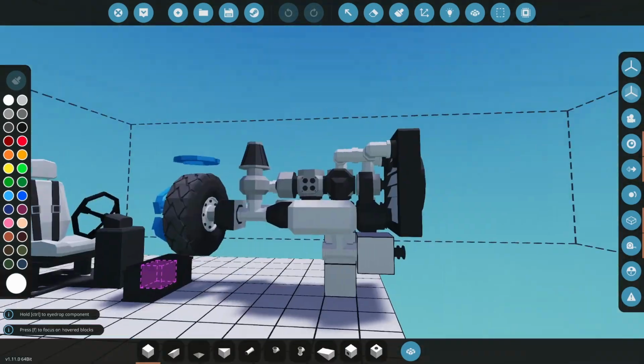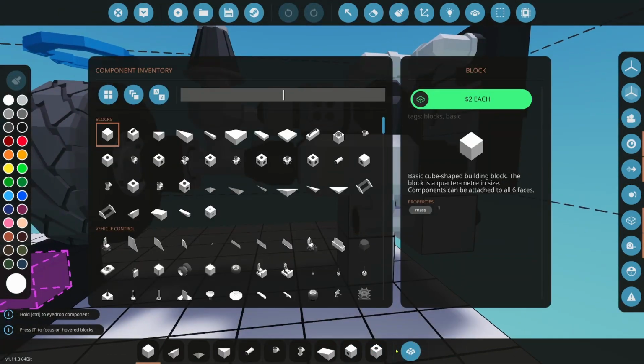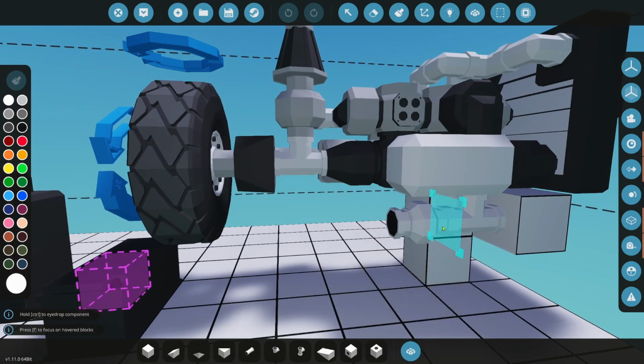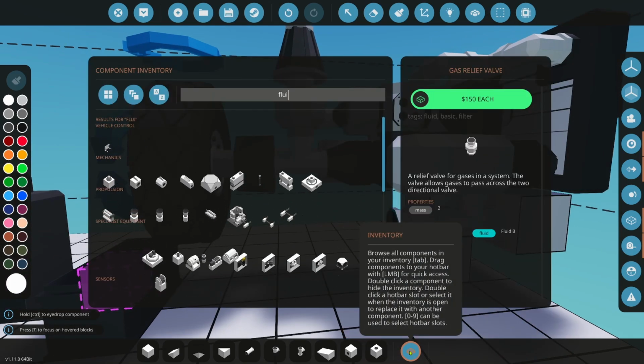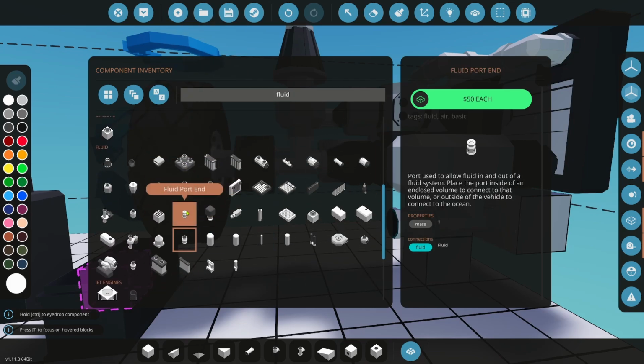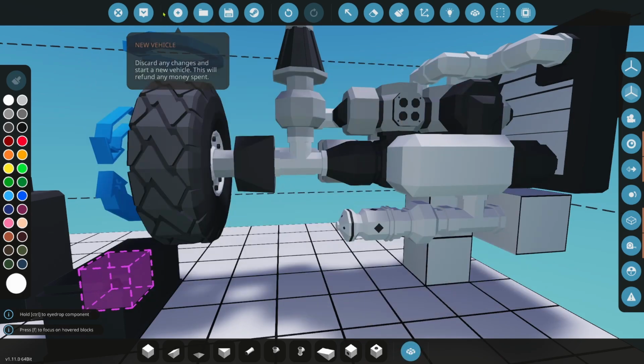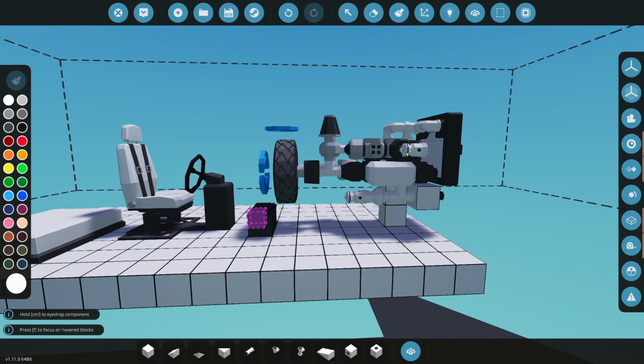So all we'll do, very simple, T-piece, gas relief valve. All this really does is it makes sure that only gases can come out of here. We'll grab a fluid port, very simple here. You can use the new ones or the old ones, whatever you like. Stick that on there. Now what's going to happen is as we draw fuel in, this is going to create a negative pressure in here. It's going to allow the air to come in.